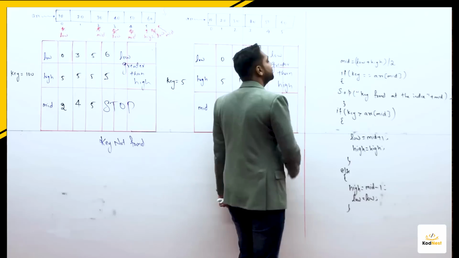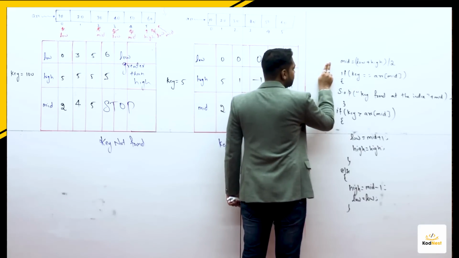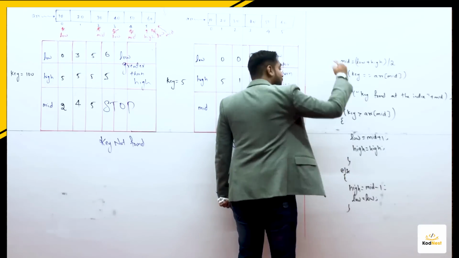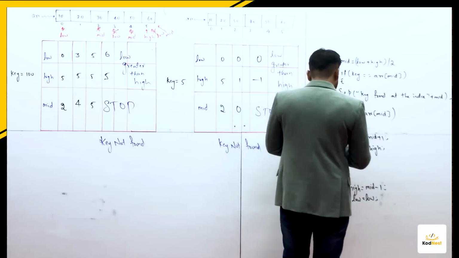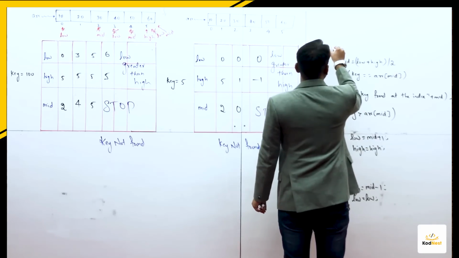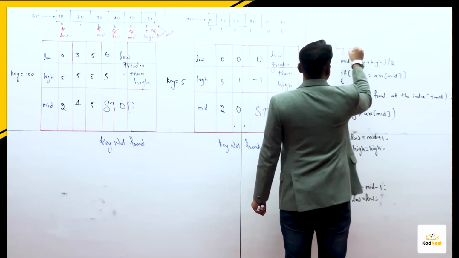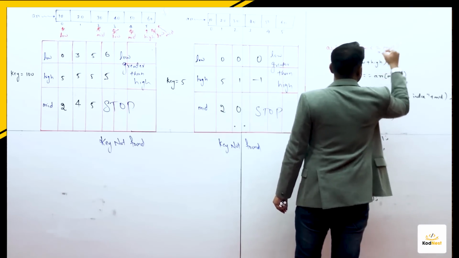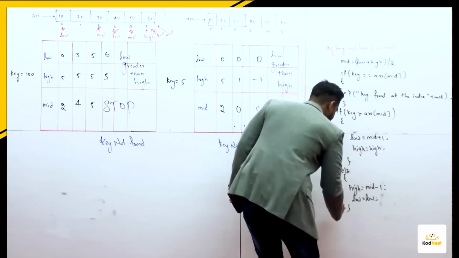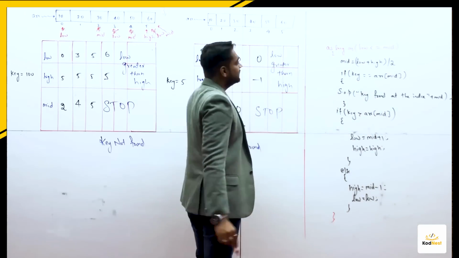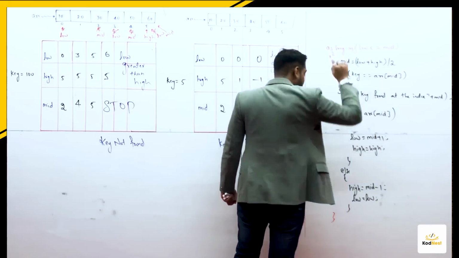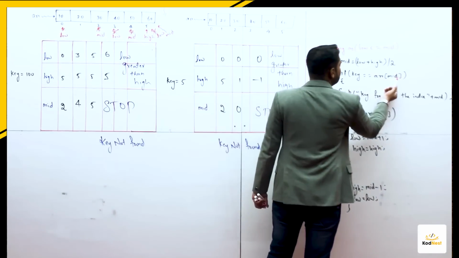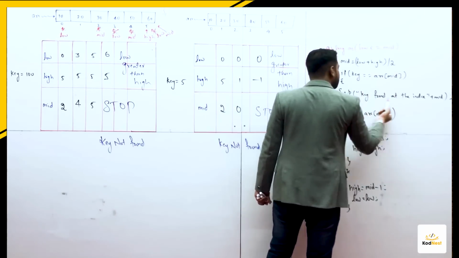In binary search, you have to calculate mid. You have to check if it is equal or greater or lesser. You have to do this again and again as long as low is less than or equal to high. In between, if the key becomes equal to array of mid, you will say key found.